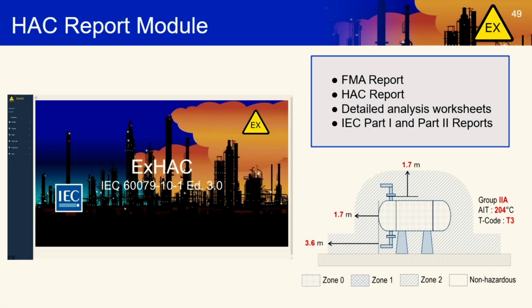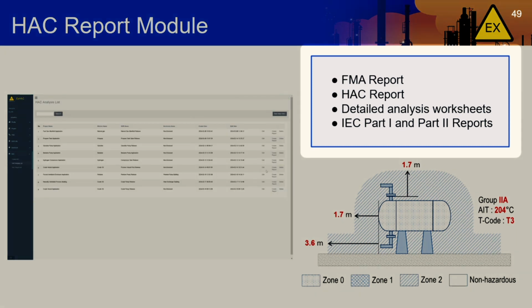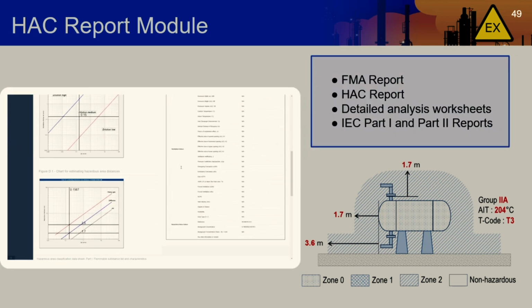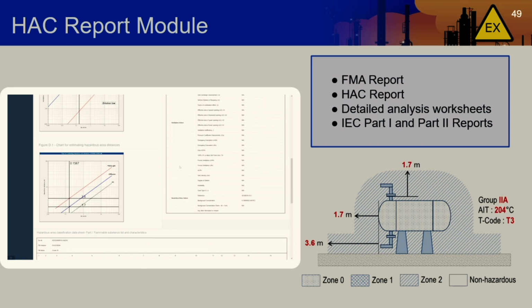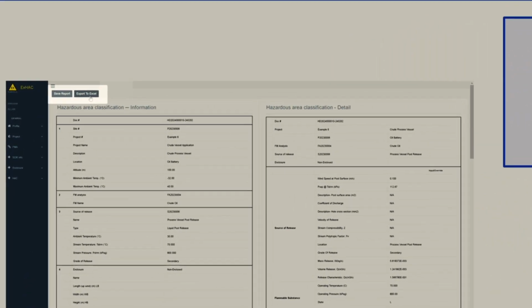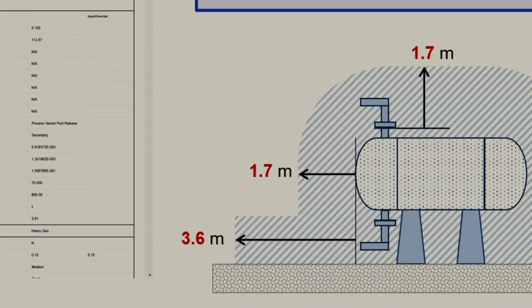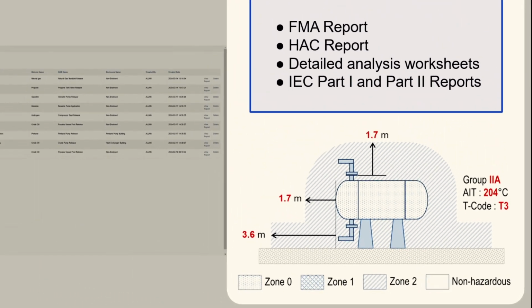The ExHAC application is self-documenting. It allows you to organize classification data from multiple projects in an easy-to-read report format based on IEC standards. A detailed record of all calculation data used in the assessment is provided in a separate report. You can save the report in an Excel or PDF format for inclusion into an overall HAC design basis report and use the information to create a classification diagram for your application. This gives you a fully documented classification design that can be maintained over the life of a facility.